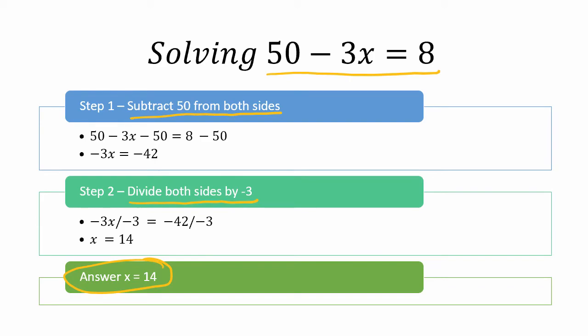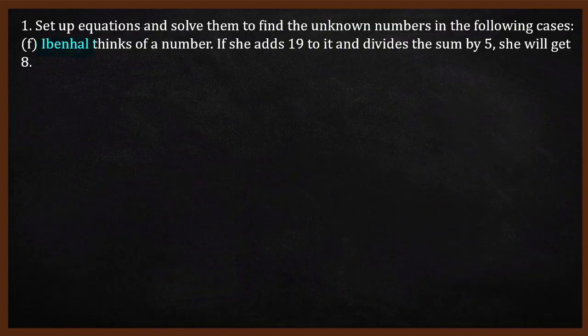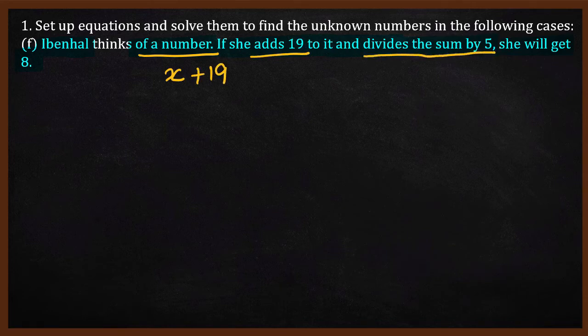Okay, let's look at the sixth one now. We have Ibenhal. So Ibenhal is a lady and she thinks of a number. If she adds 19 to it and divides the sum by 5, she gets 8. All right, so let's look at what that means. She thinks of a number. Let's call it x. She adds 19 to it. All right, so let's add 19 to it. And she divides the sum by 5. Okay, she doesn't divide 19. She divides the sum. So we have to do the whole thing.